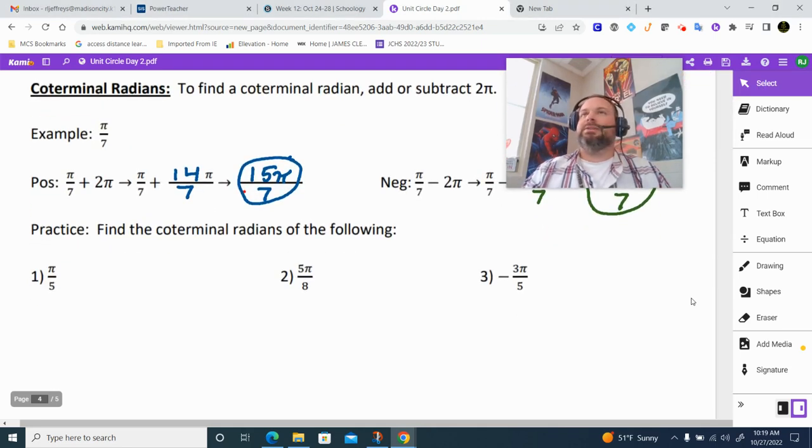It would be Mr. Jeffries' School of Mathematics and Wizardry.